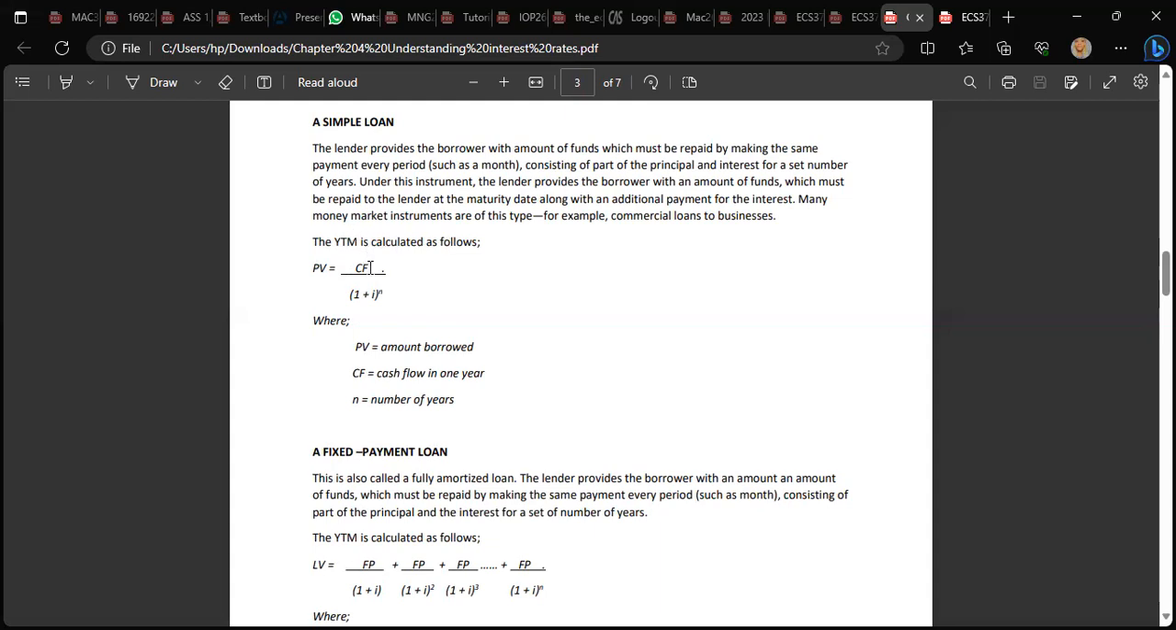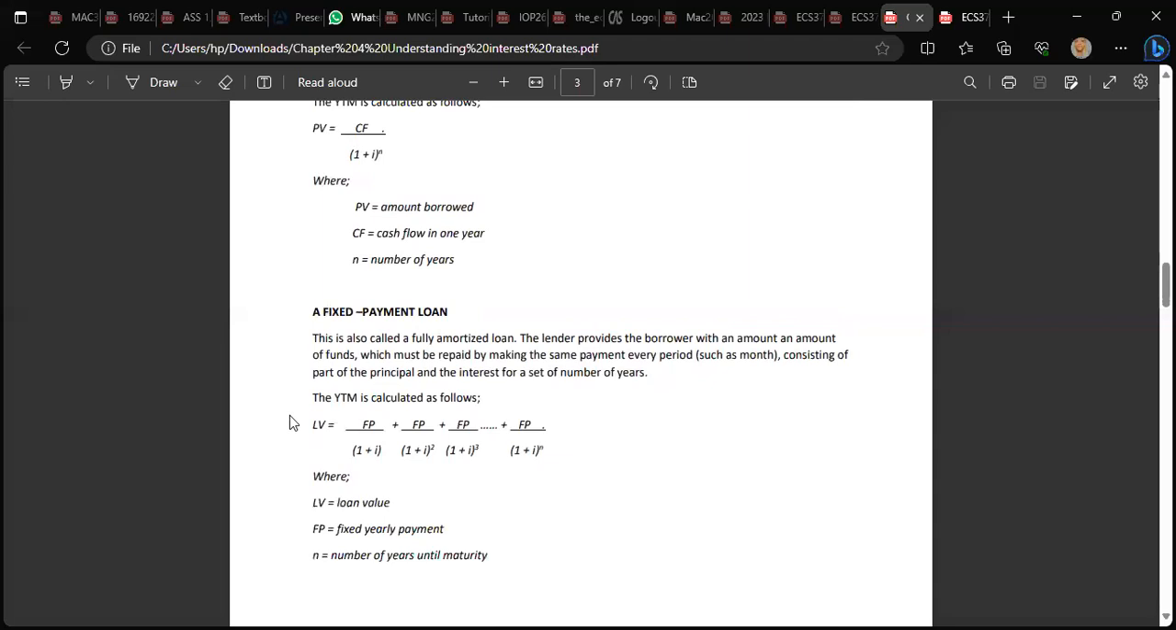The YTM is i there, right? If you substitute into the formula, it will give you your YTM. That is for a simple loan, but you're not going to be asked to do that calculation anyway. Right? And then a fixed payment loan.